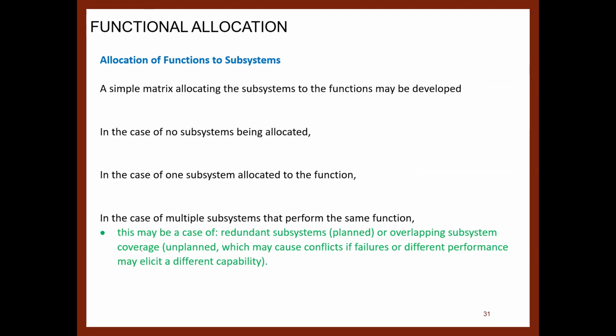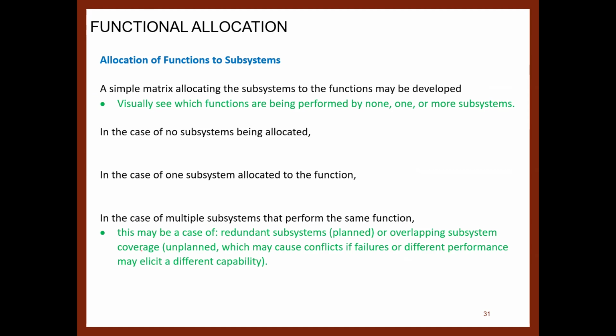Okay, so going another layer, allocation of functions to subsystems. A simple matrix allocating subsystems to the functions may be developed. This helps to visually see which functions are being performed by none, one, or more subsystems. Right? What we don't want to see is a group of functions that are not linked to any area of your development, right? That means that your system is not going to perform as you expect.